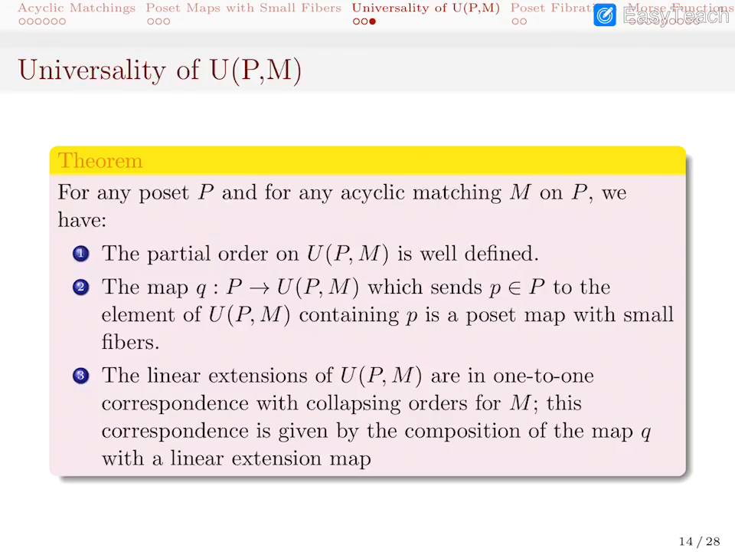Okay, so now we have a theorem here. First of all, I claim that this partial order, which I define to be the transitive closure of those elementary relations, is well defined. And this is just a matter of checking the three axioms of partial order. Secondly, this map Q from P to U(P,M), which sends this element small p in capital P to the element of U(P,M) containing p, is a poset map with small fibers. And thirdly, all the linear extensions of U(P,M) are in one-to-one correspondence with the collapsing orders for M. And this correspondence is given by a composition of the map Q with a linear extension map.